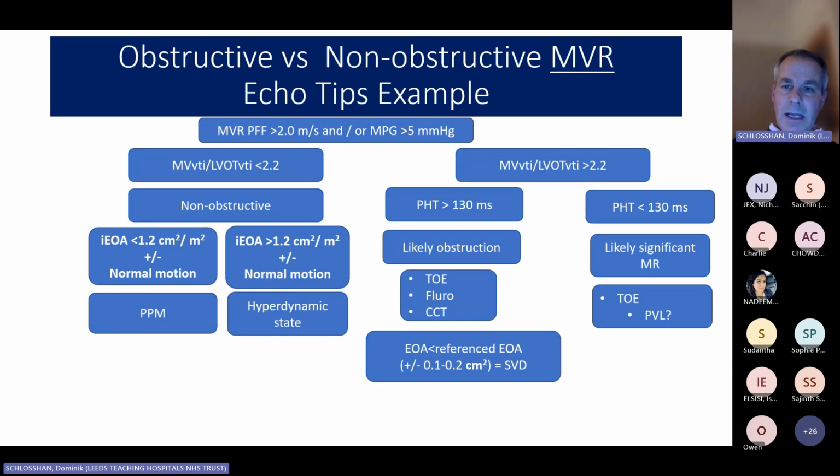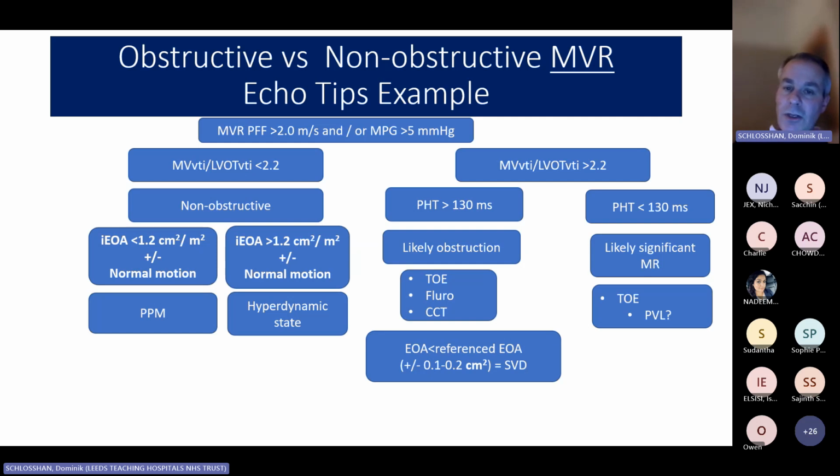For the mitral valve it's similar. What I do think is quite helpful is the mitral valve BTI and LVOT BTI ratio. That's not a bad one. Again, it doesn't completely tease it all out, but it's not a bad one. If it's more than 0.22, it's abnormal, and it either means it's obstructive or there's regurgitation.